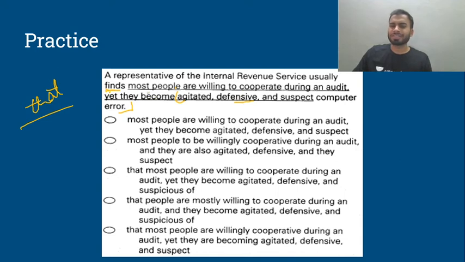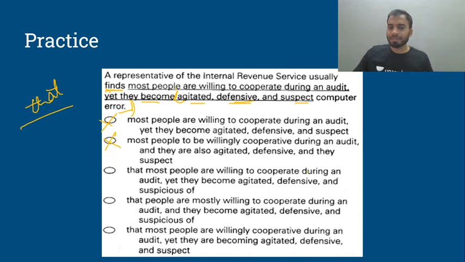That does not make sense, right? Because if you remember my lessons on parallelism, what do I say? We always bracket off the list from the rest of the sentence, and then the rest of the sentence applies equally to every element of the list, right? So become agitated, become defensive, and become suspect computer error does not make sense at all. So we eliminate A. Plus, after finds, I need that. So I eliminate B as well, right?